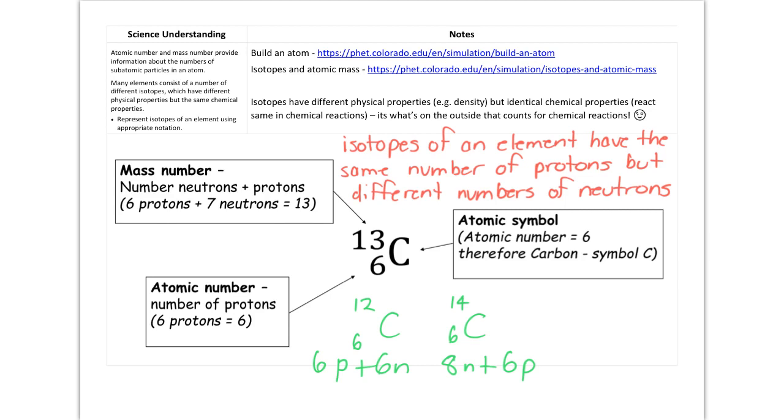Atoms tend to react with the outside of other atoms, and what's on the outside of atoms is electrons, and the number of electrons is related to the number of protons, and it's not related to the number of neutrons. So changing the number of neutrons has no effect on the way an atom will react chemically, therefore it has no effect on its chemical properties.